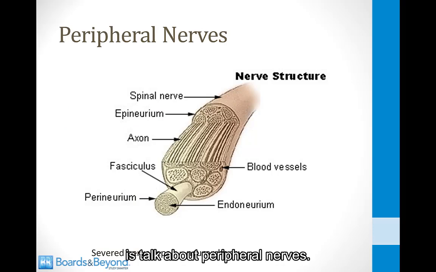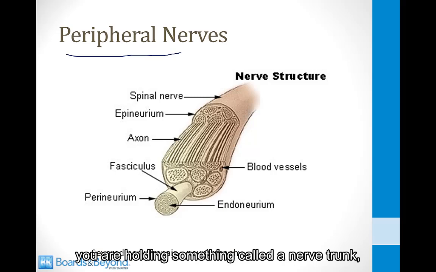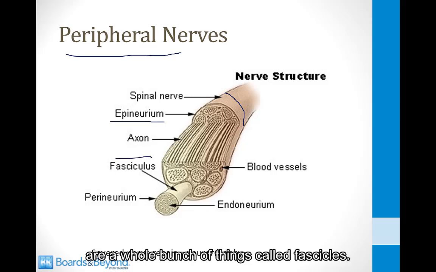The last thing we're going to do is talk about peripheral nerves. So when you go into the operating room or you look at a cadaver in the anatomy lab and you hold one of the nerves, you are holding something called a nerve trunk, which is what I've drawn here. The outer layer of this nerve trunk is called the epineurium. And inside the epineurium are a whole bunch of things called fascicles.